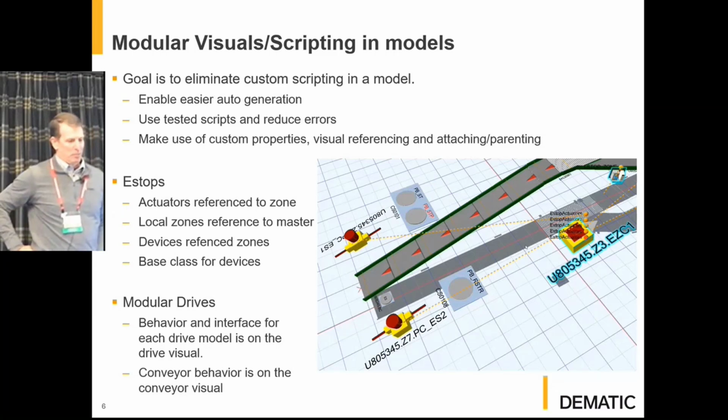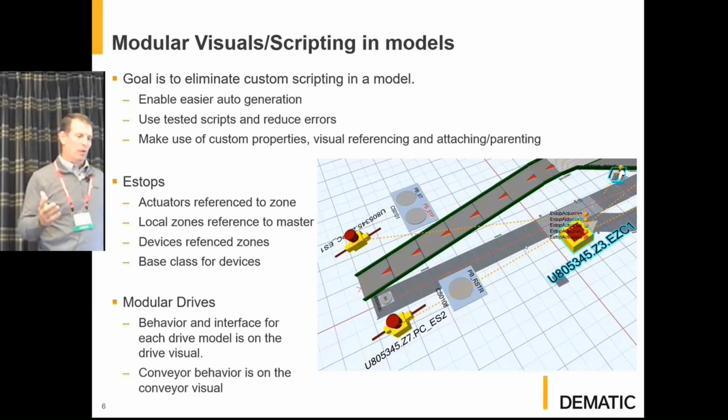And then the drives. The conveyor drives really drove a lot of our custom scripts. Whether we were using Moeller, Rockwell, Allen-Bradley, or whatever drive we were using, it ended up being a different script every time. We had to script the drive, and then script the behavior of the conveyor, and they were all meshed into one script. That gave us a lot of different permutations. So now we separate out the conveyor behavior from the drive behavior, and the drive visual is just connected to the conveyor visual, and it drives the conveyor behavior from that.